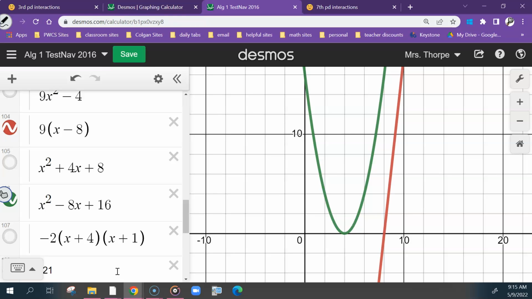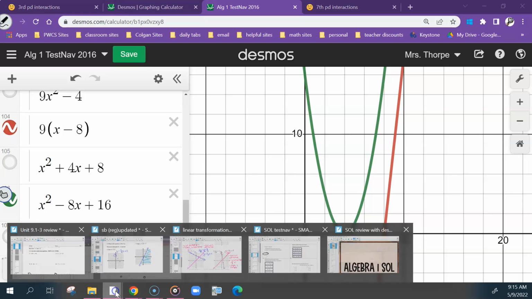If you factor this, you'd be looking for two numbers that multiply to 16 and add to negative 8, and negative 4 and negative 4 would be our answers. Then you would take both factors and set them equal to 0, and because they're the same number, you would end up with only 1.